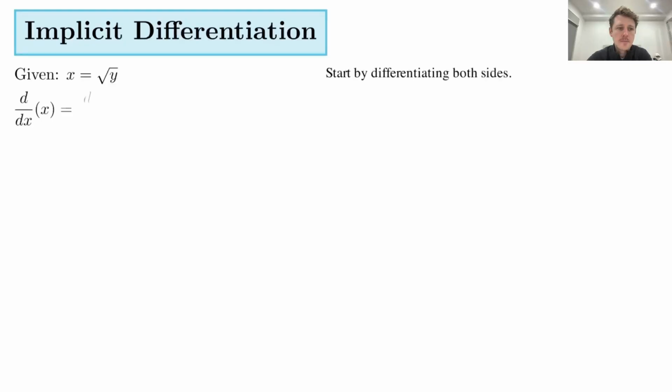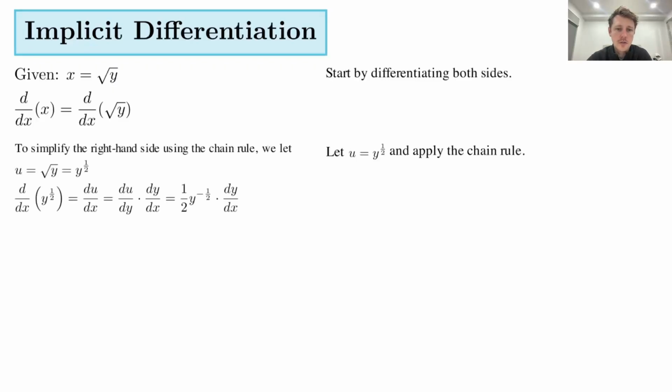Differentiating both sides with respect to x gives you d/dx of x equals d/dx of root y. And then what we're going to do is let u equal y to the power of a half and apply the chain rule. So let me just talk through this part because it's a bit tricky. We're going to say u is equal to the right hand side and apply the chain rule.